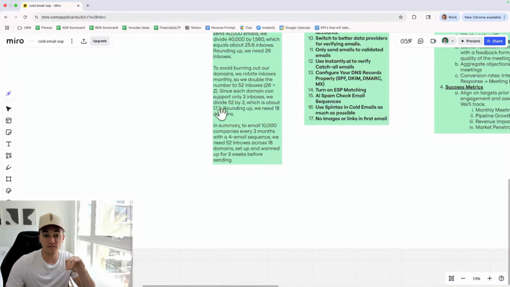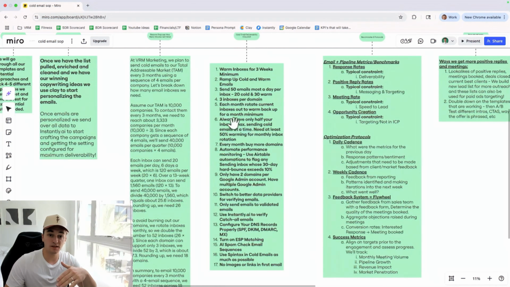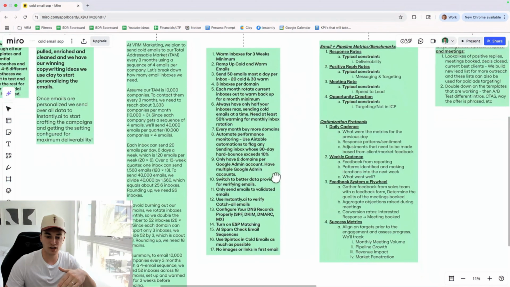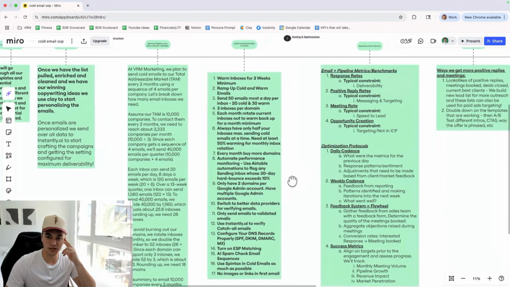So if we need 52 inboxes and we only can do 3 inboxes per domain, we'll need about 17.3 domains. So rounding up, we'll need 18 domains. So in summary, to email 10,000 companies every 3 months with a 4 email long sequence, we'll need 52 inboxes across 18 domains, set up and warmed up for 3 weeks before even sending emails. Okay, so that's how we reverse engineer the infrastructure we'll need. This is basically part of our cold email deliverability checklist. That's some of the stuff that we like to follow to ensure that our bounce rates are below 2%.